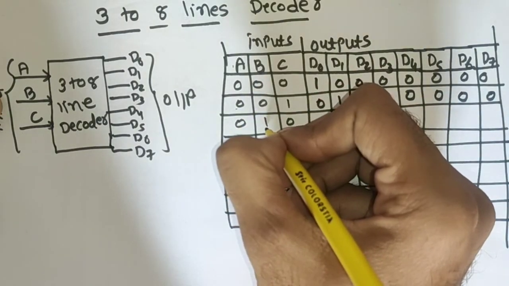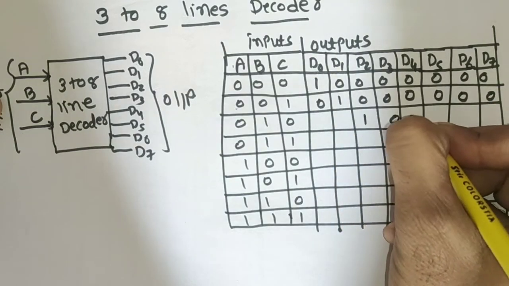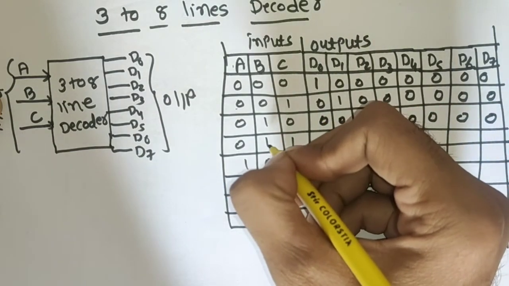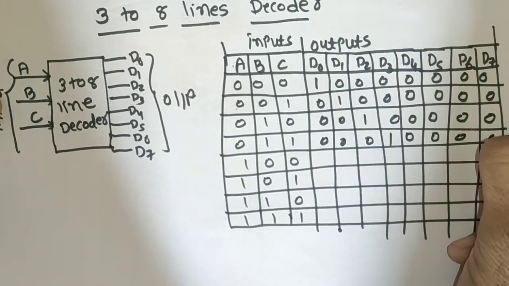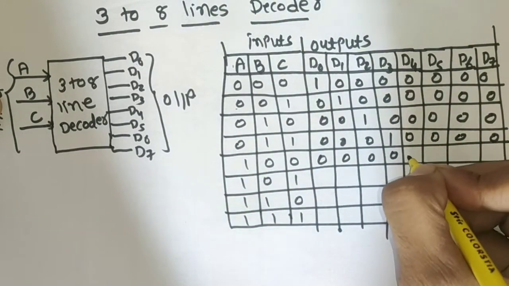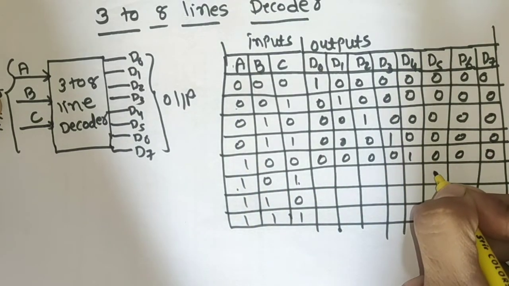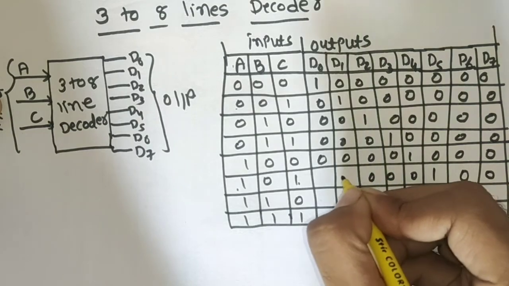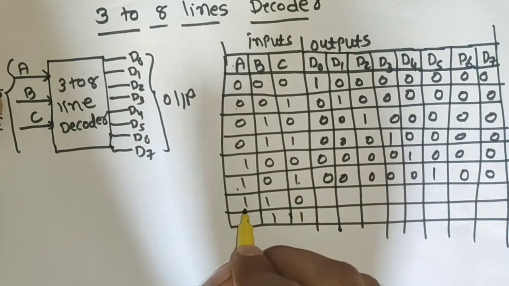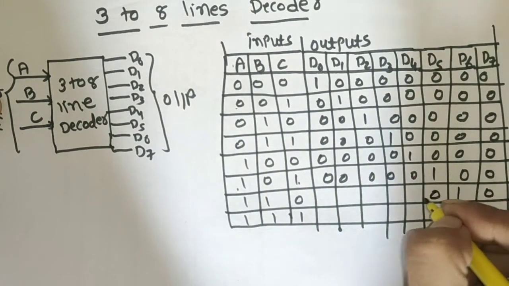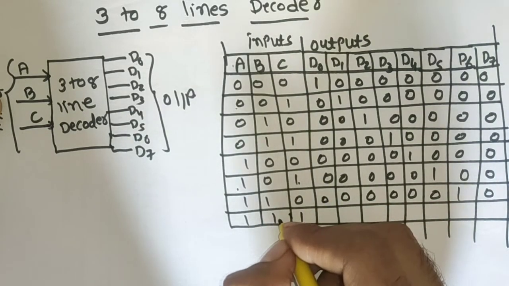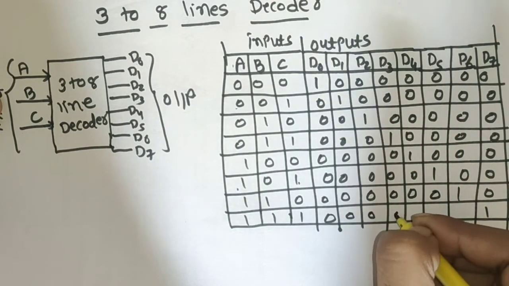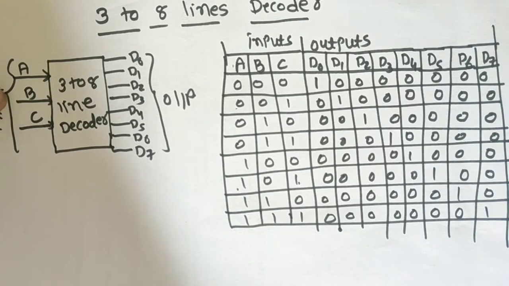So now if B is 1, so that D2 output is selected, the remaining outputs are 0. If B and C are 1, so 2 plus 1, D3 output is selected, the remaining outputs are 0. Similarly, this is D4 selected, this is 4 plus 1, D5 selected, now 4 plus 2, D6 selected, and the last one is 1 plus 2 plus 4, 7, D7 selected. So this is the truth table of the 3 to 8 line decoder.